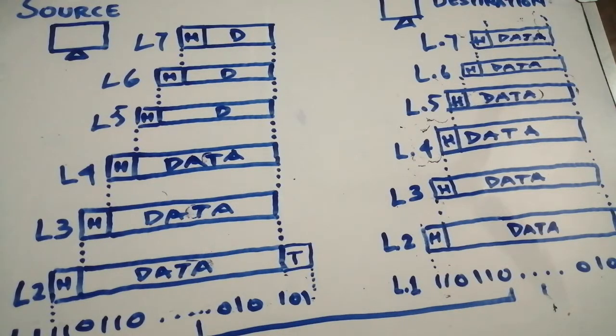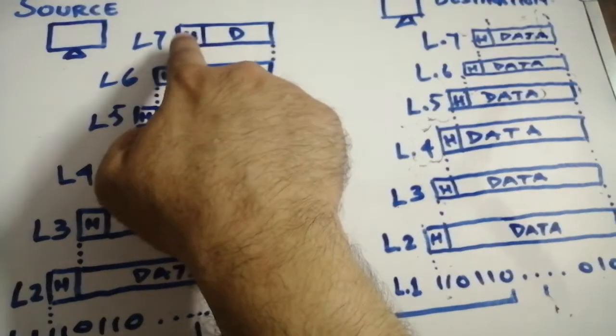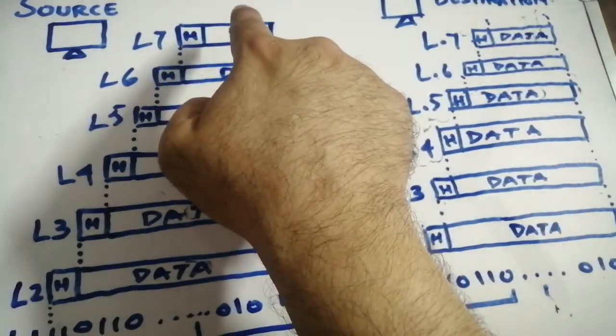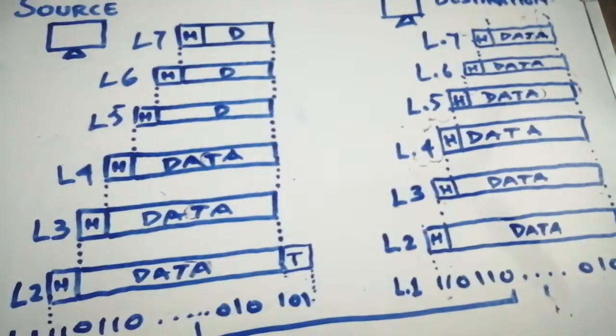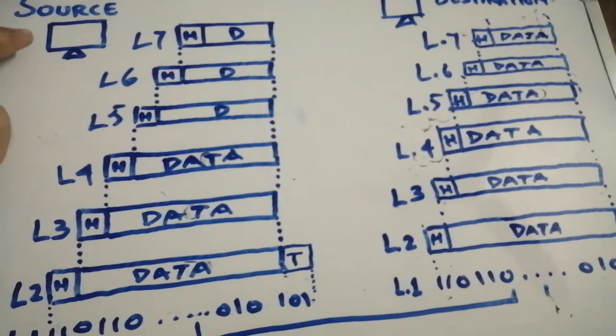As you can see on the board, I have already mentioned the OSI layers in terms of header and user data. Header will contain information of each layer. So initially, user at the source will create some data.